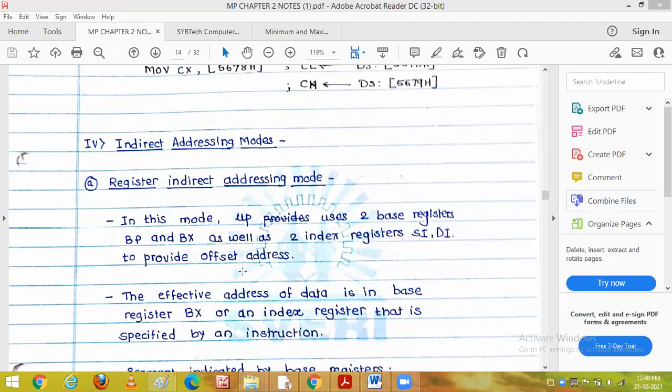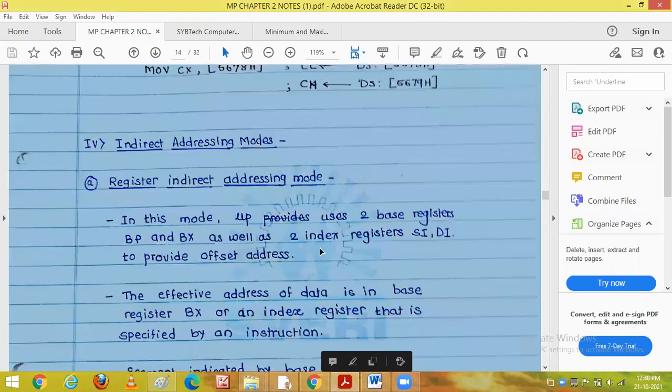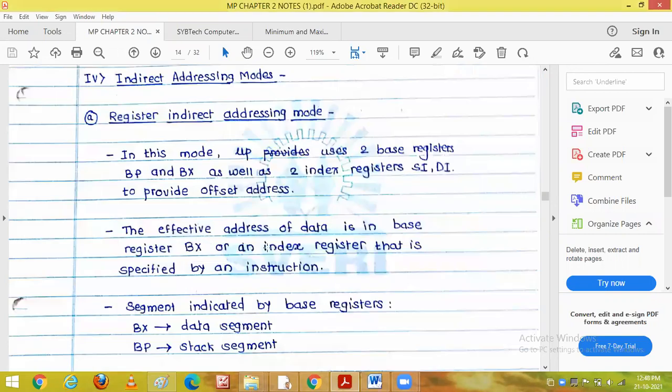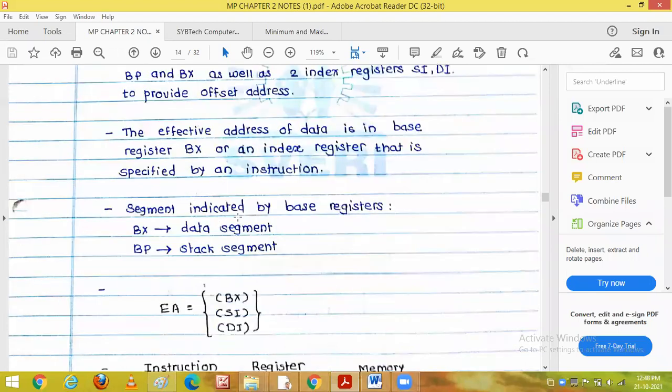And also, to provide offset addresses along with 16-bit, you have to use 4-bit offset addresses, as we explained earlier. So again, some students are adding. Fine, no problem. So the effective address of data is in the base register BX or in the index register that is specified by an instruction.